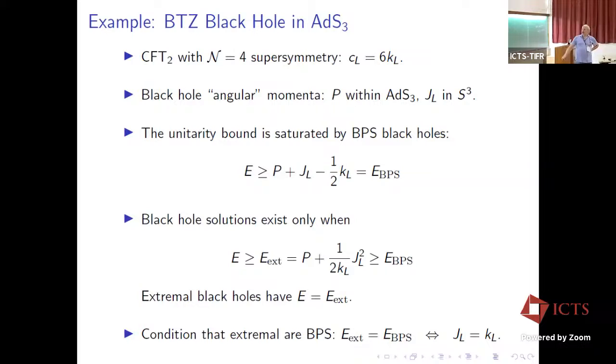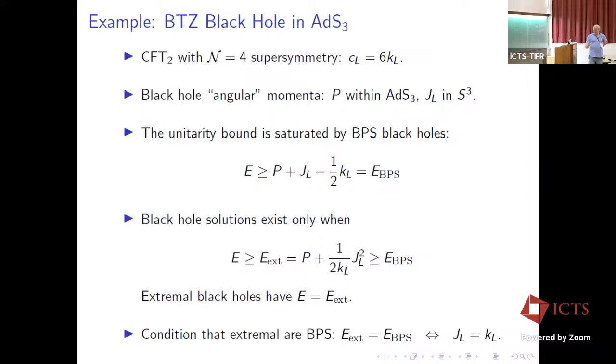But black holes only exist when they satisfy a quadratic constraint. So the lowest possible energy is down here, saturating this. Is it possible to saturate this and that at the same time? Only if the angular momentum has exactly the right value, which is k.